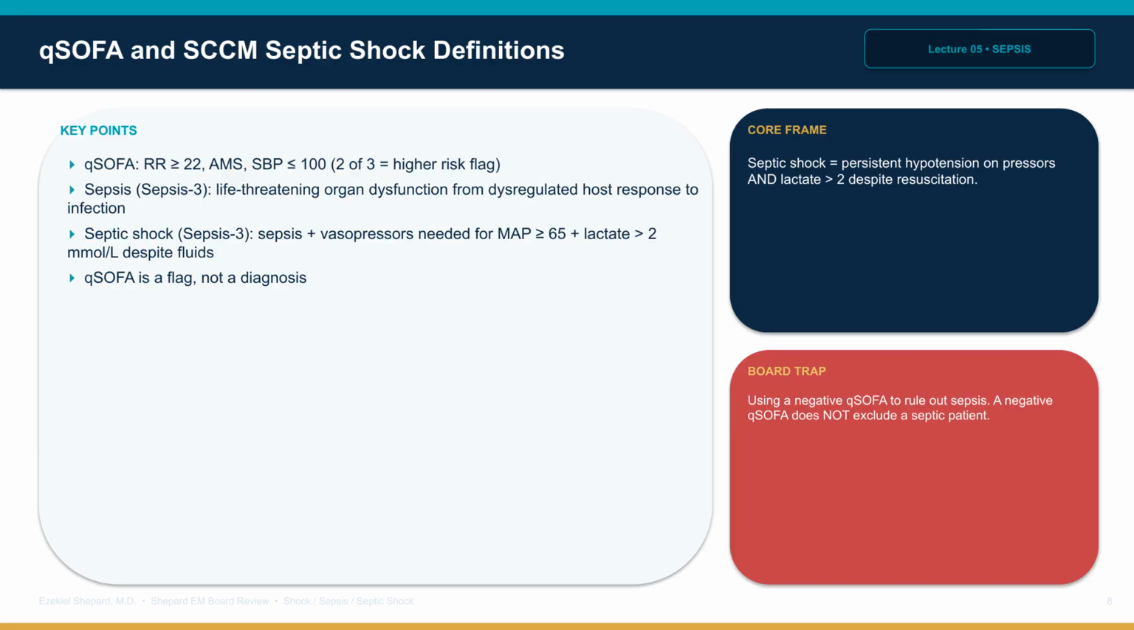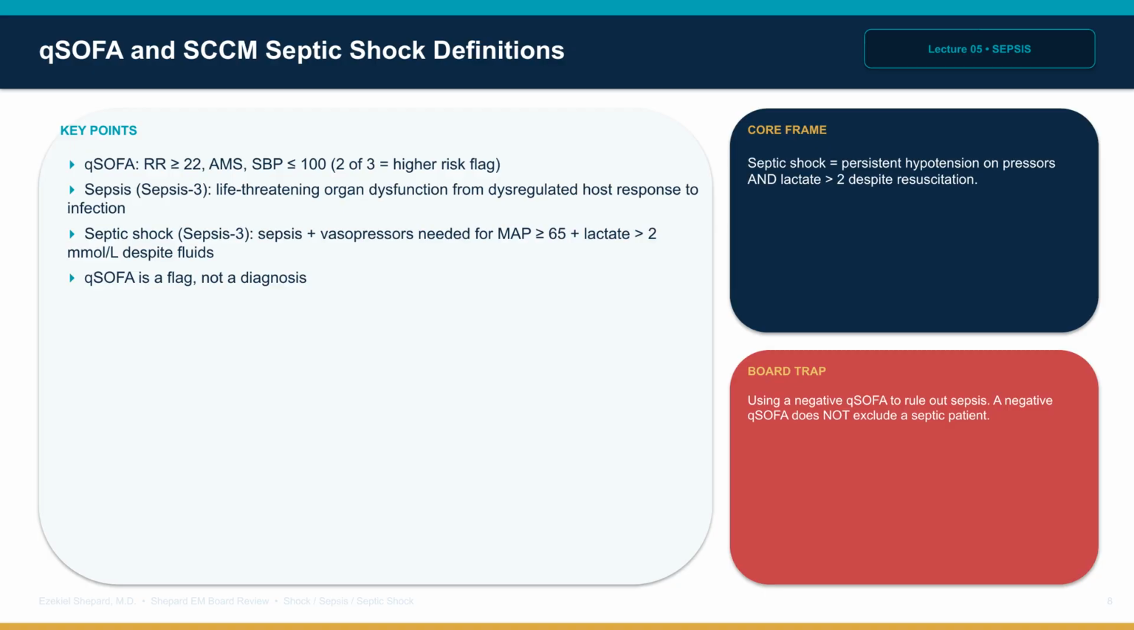The qSOFA score is a bedside screen using 3 criteria: respiratory rate of 22 or greater, altered mental status, and systolic blood pressure of 100 or less. 2 of 3 suggests a higher risk patient who deserves closer evaluation. The qSOFA is a flag, not a diagnosis.